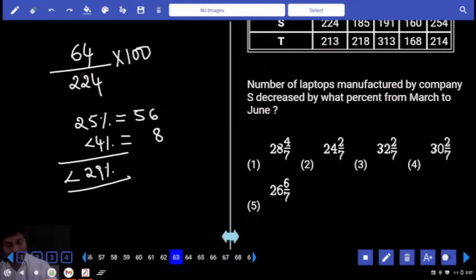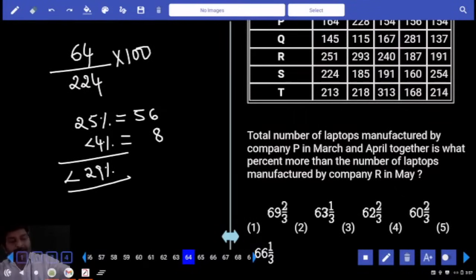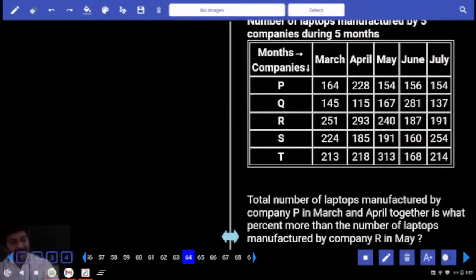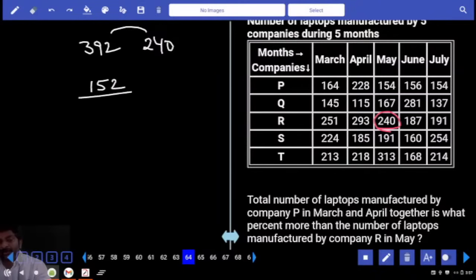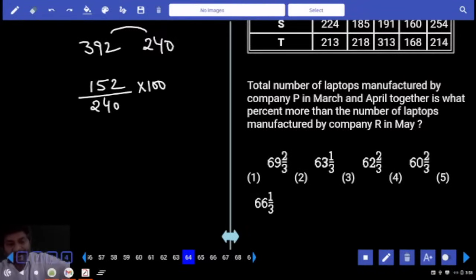Followed. Total number of laptops manufactured by P in March and April together is 392. Is what percent more than laptops manufactured by R in May? R in May, 240. With respect to 240, this is 152 more, from 240 percentage into 100. We need to find out the answer, correct?